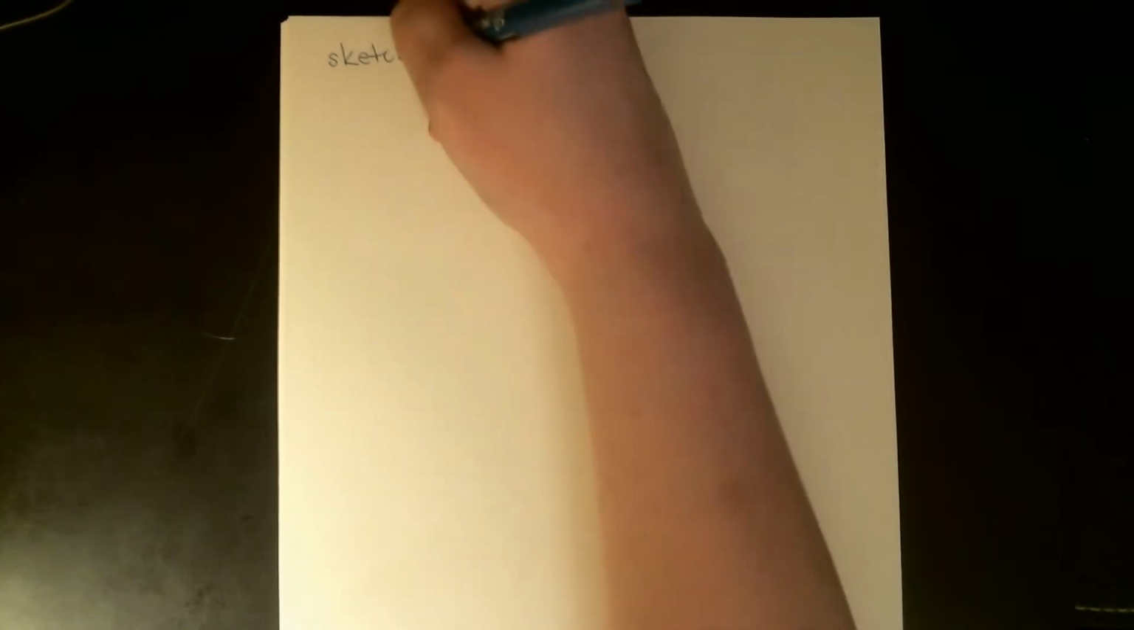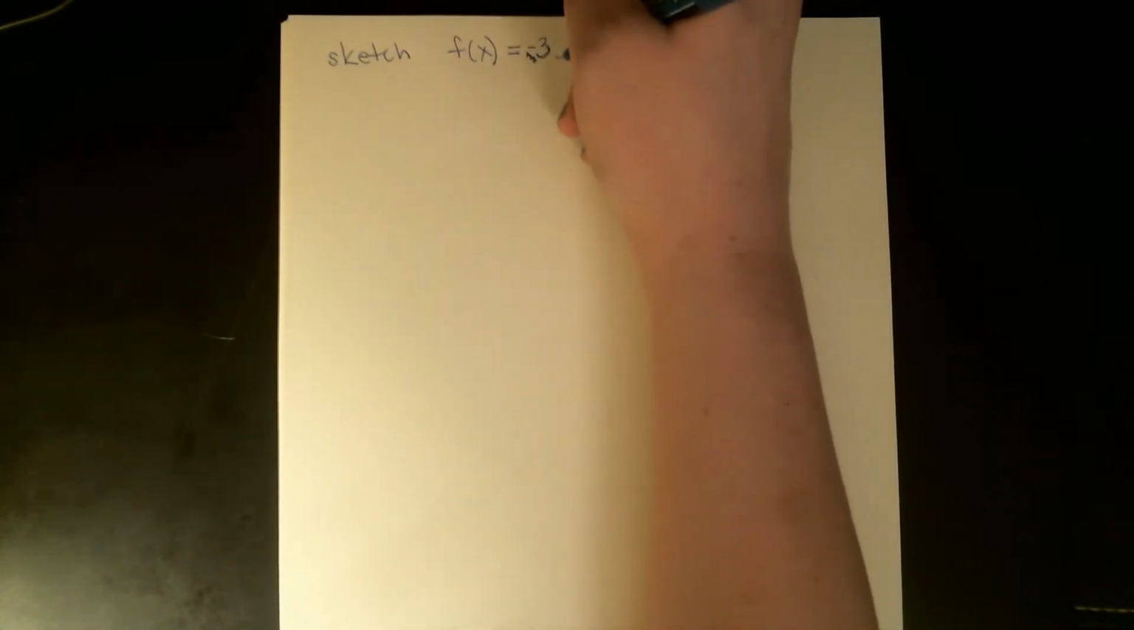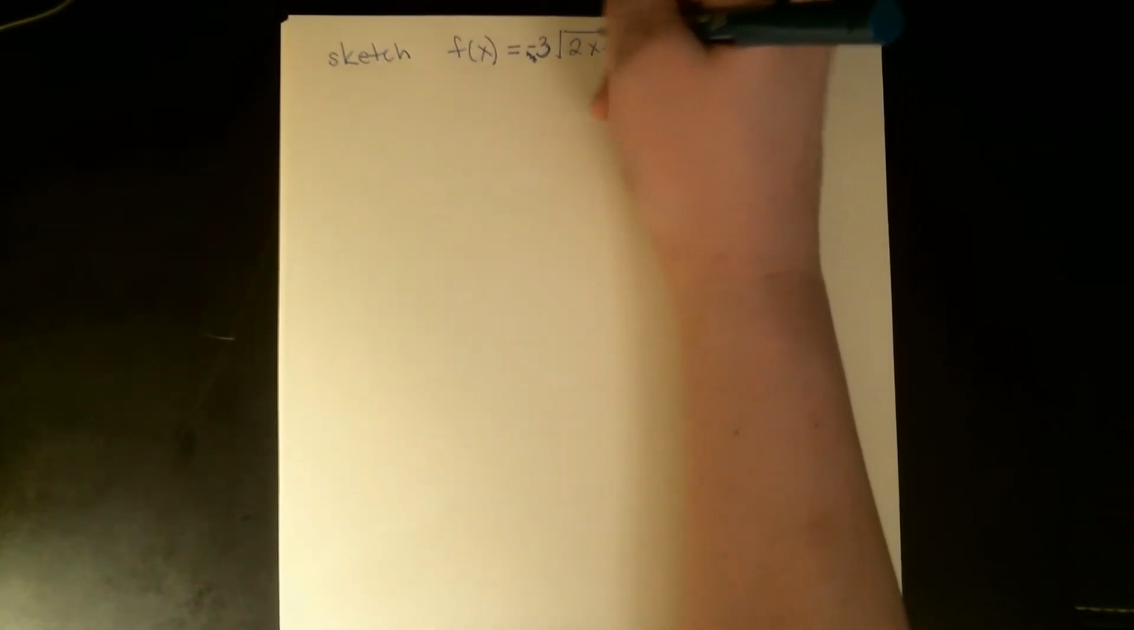Hi all, in this video I'm going to go over another example of applying transformations to a basic function. So let's just jump right in. I would like to try and use transformations to sketch a graph of f of x equals -3 times the square root of 2x plus 2.